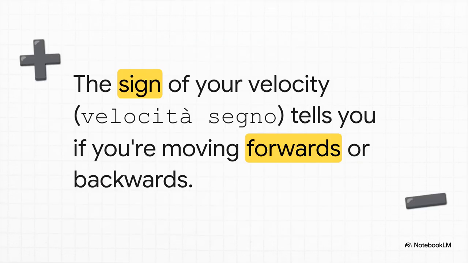And get this, physics has a really clever, simple way to handle that direction part. We can just use a plus or a minus sign. If we say moving forward is positive, then a negative velocity just means you're moving backward along that same line. So simple, but it adds so much information.